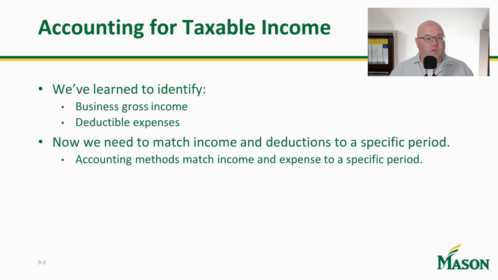So, accounting for taxable income. We've already talked in previous slides about gross income and deductible expenses. Now we have to match the income and deductions to the specific period, and that's really important because one of the biggest problems we talk about in some of these other areas is the timing of business deductions. Obviously, the expense happens, but we have this sort of artificial construct called the calendar. And I say artificial because it's based on the movement of the earth around the sun.